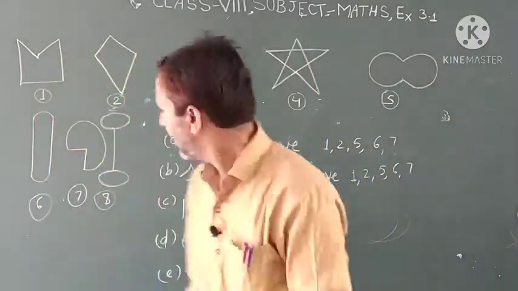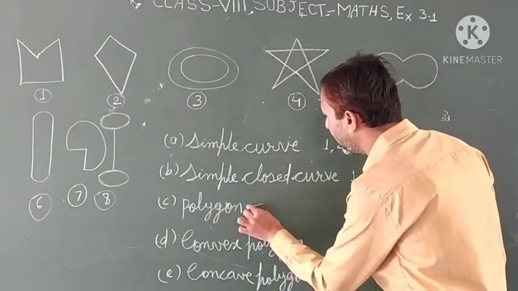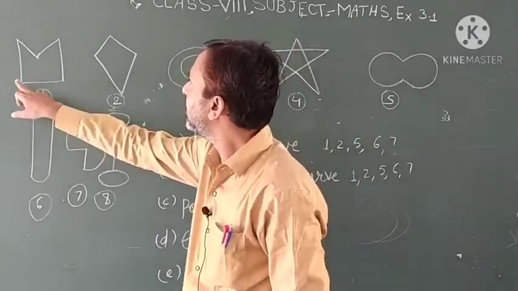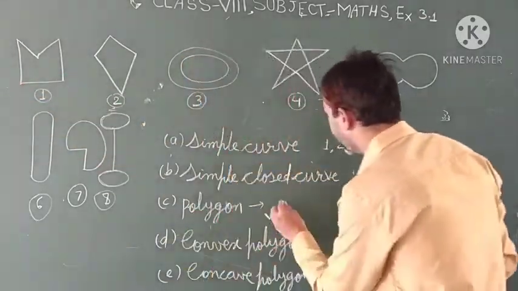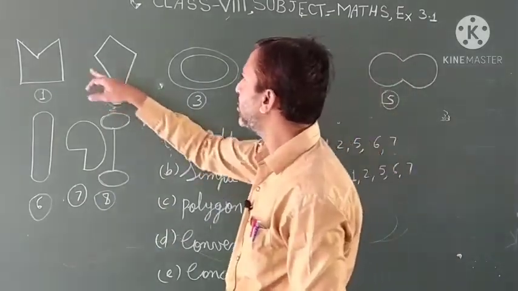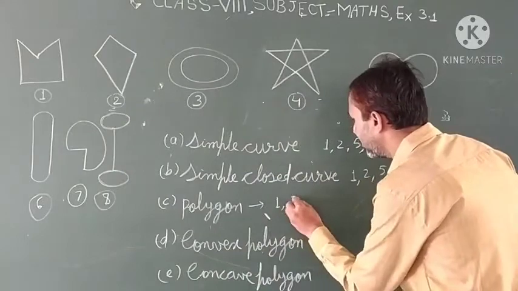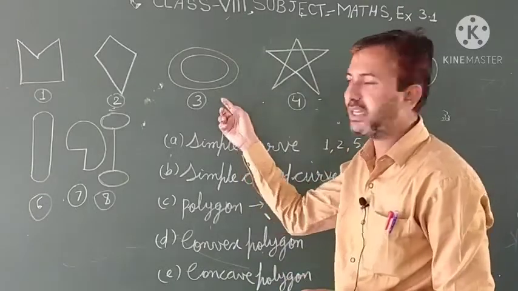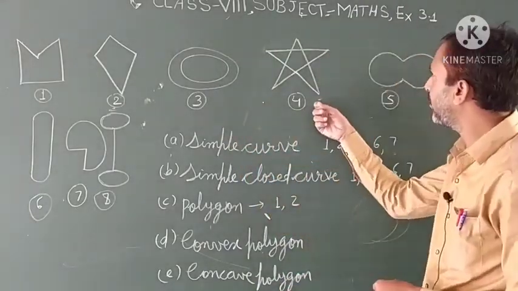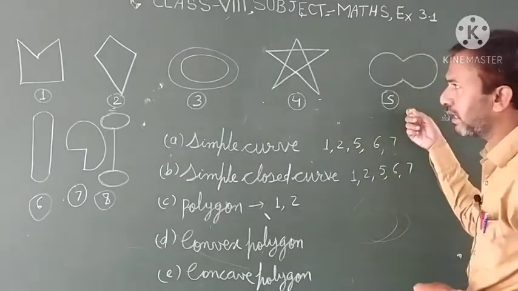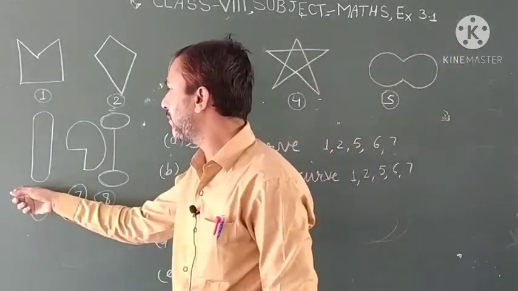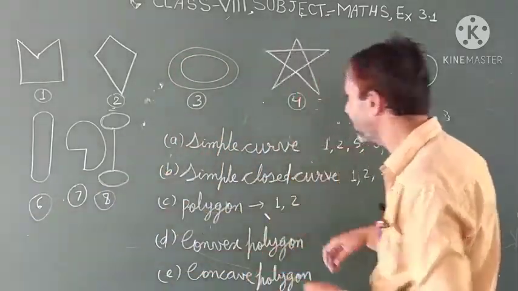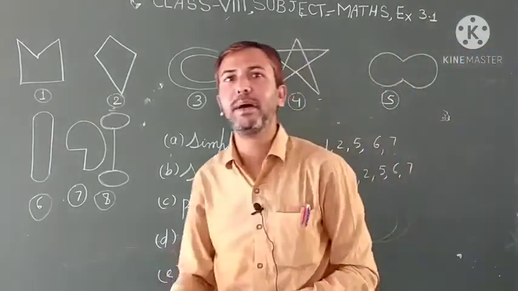Now next the polygon. So for the polygon, a figure must be made by the line segment. So figure 1, it is made by the line segments. So figure 1 is polygon. Now figure 2, it is also made by the line segment. So figure 2 also a polygon, but figure 3 is not made by the line segments. It is not a polygon. It is also not a polygon, and it is also not a polygon. It is not made by the line segment. It is also not, and same for it. So only the figure 1 and 2 is the polygon. Why? Because it is made by the line segment.